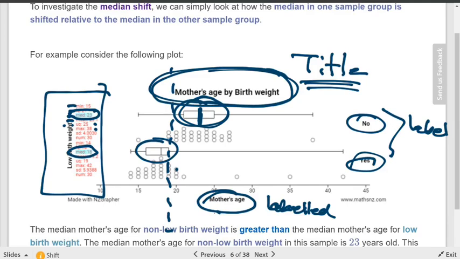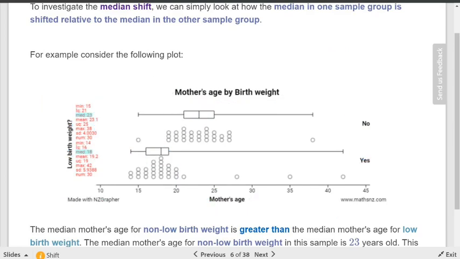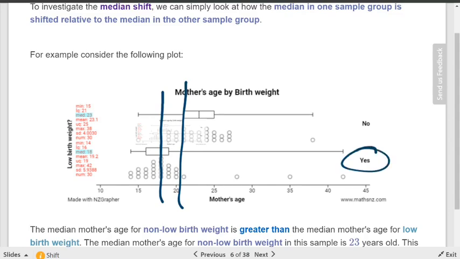Does it always have to be above? Well, you could say that, or you could say that that one is above, but we could also say that this one is below. So you can go either way. Depends on what you're trying to prove. Am I trying to prove that the yes one is lower than the no one, or am I trying to prove that the no one is higher than the yes one?